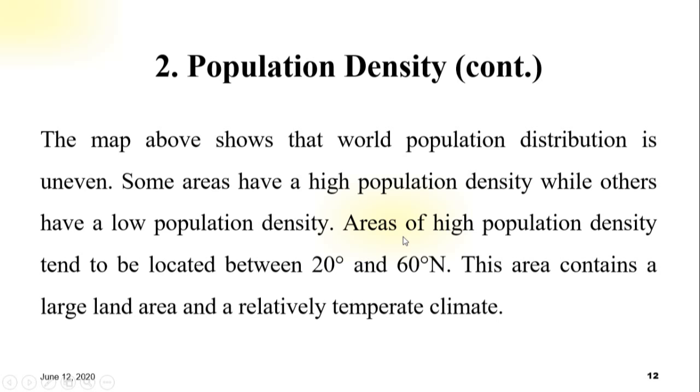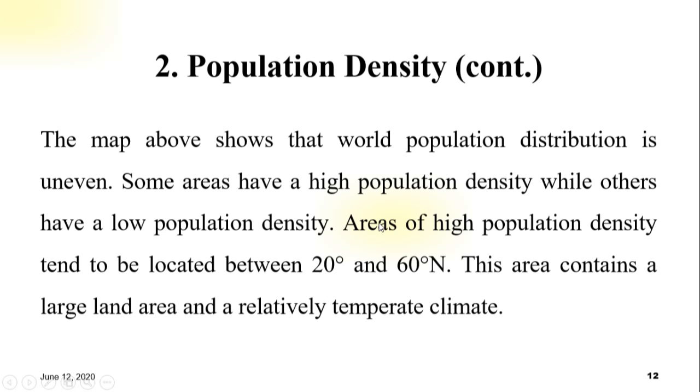Some areas have high population density, while others have low population density. It means some areas have high population and some areas have low population density. Areas of high population density tend to be located between 20° and 60° north.